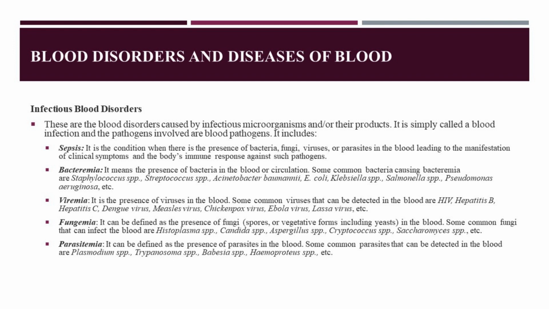Infectious blood disorders. These are the blood disorders caused by infectious microorganisms and/or their products. It is simply called a blood infection, and the pathogens involved are blood pathogens. It includes sepsis. It is the condition when there is the presence of bacteria, fungi, viruses, or parasites in the blood leading to the manifestation of clinical symptoms and the body's immune response against such pathogens.